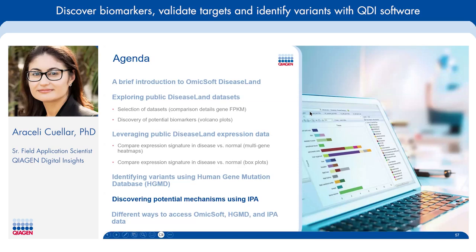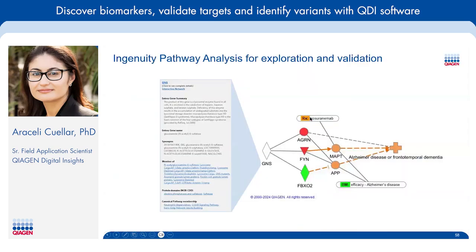Awesome. Thank you, everyone. Please continue to type in those questions in the Q&A box. All right, so let's go ahead and take a look at how you can use IPA to discover potential mechanisms. In IPA, not only can you build a network for your gene and disease of interest, but you can also use the QIAGEN knowledge base to see whether a gene is involved in a particular pathway and start to explore that as well.